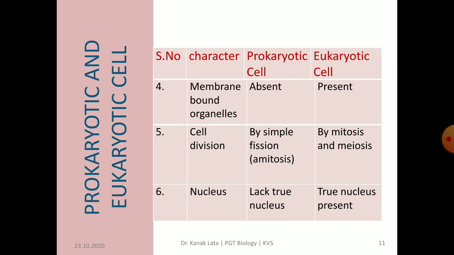No membrane-bound organelles are present in the prokaryotic cell, whereas membrane-bound organelles like mitochondria, Golgi body, endoplasmic reticulum, etc. are present in the eukaryotic cell. In prokaryotes, cell division is by simple fission, that is, by amitosis, whereas the eukaryotic cell divides by mitosis and meiosis. We will study these two terms in another chapter. Prokaryotic cells lack a true nucleus, but in eukaryotic cells, a true nucleus is present.